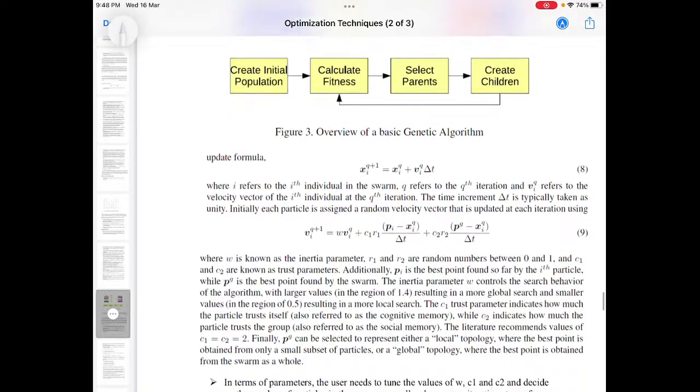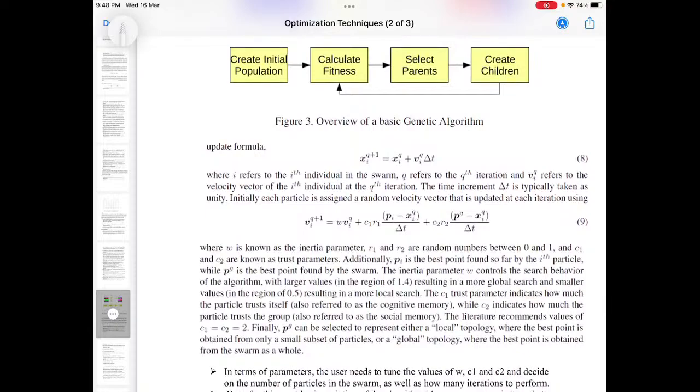The inertia parameter w controls the search behavior of the algorithm, with large values in the region of 1.4 resulting in more global search, and smaller values in the region of 0.5 resulting in a more local search. So the maximum extremes are the larger values in the region of 1.4, requiring a more global search, whereas the 0.5 region results in a more local search.